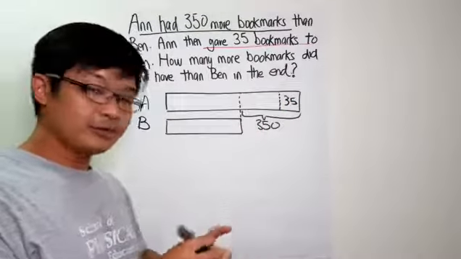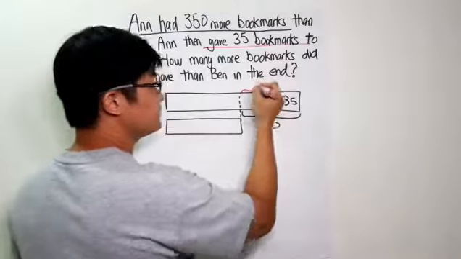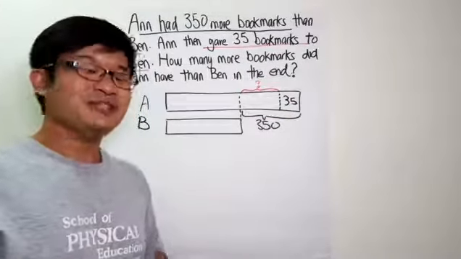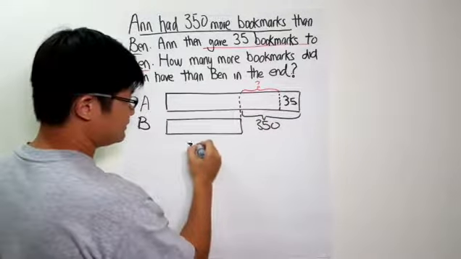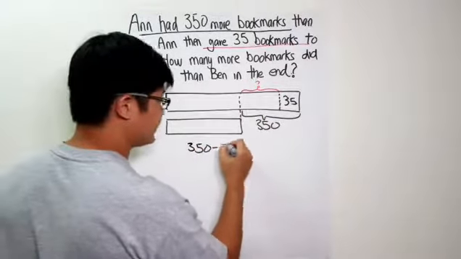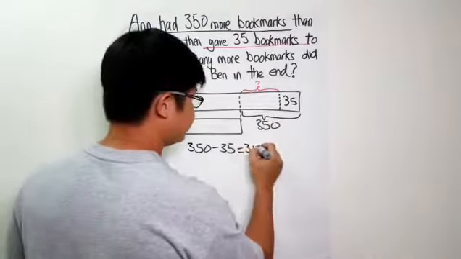But before we do that, do you know how much there is left here? We need to find that. So to find this amount, it will be 350 take away 35, and that will give you 315.